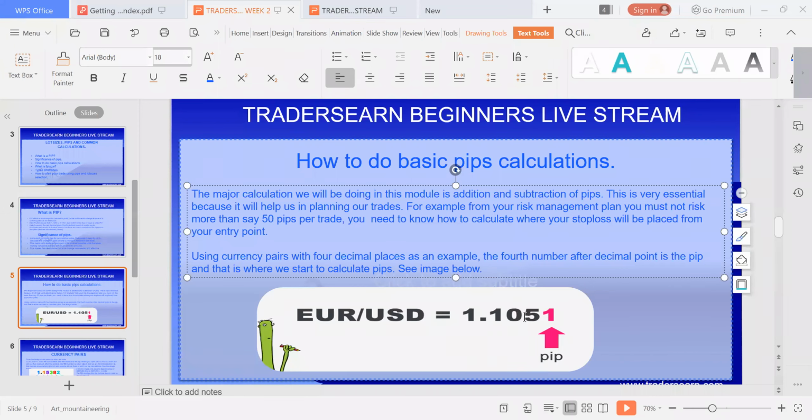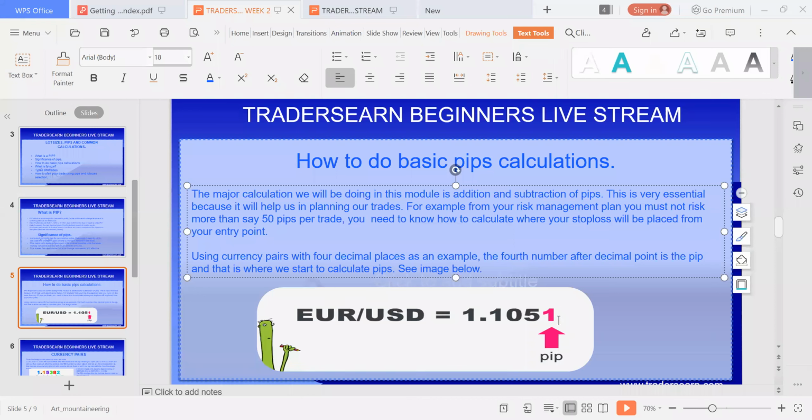Now, if you see something like this, that's the fourth number after the decimal. This is the decimal point, right? This is the first number, this is the second number, this is the third number. This fourth number after the decimal is what we refer to as a pip. That is what we refer to as a pip. This is 1 pip. If the price should increase from 1.1051 to 1.1052, then we'll see it has increased by 1 pip.